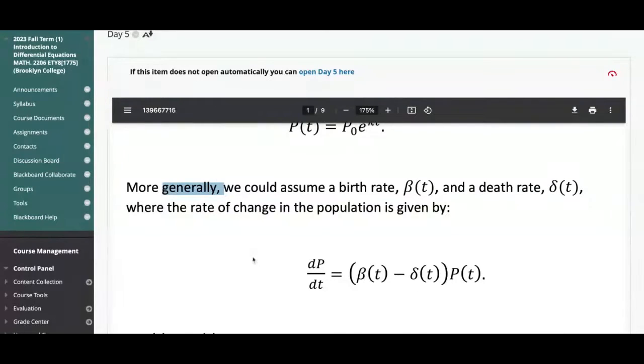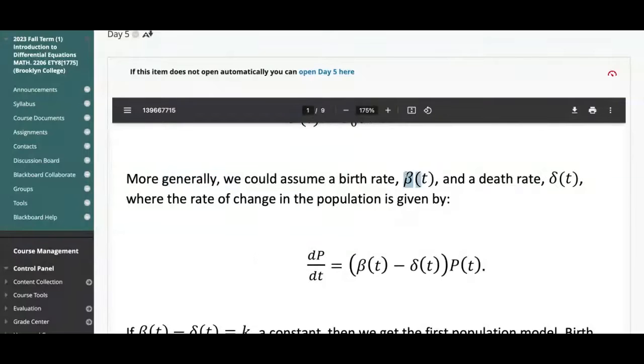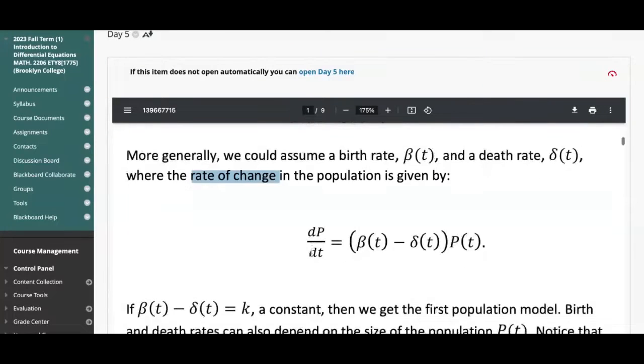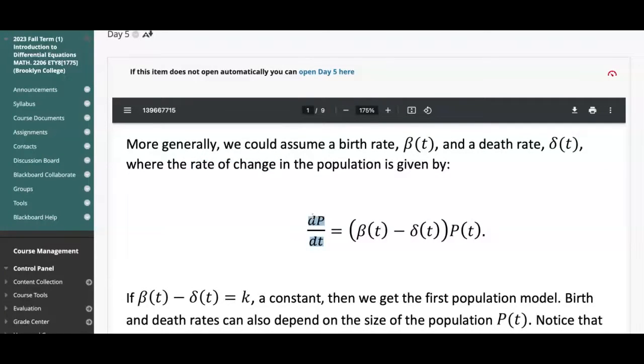More generally, we could assume a birth rate, beta of t, right? Beta is a function of t, and the death rate, delta of t, where the rate of change in the population is given by, right? What is differentiation? Differentiation is the rate of change between two variables. What is dP/dt? It is the rate of change of P in terms of t.